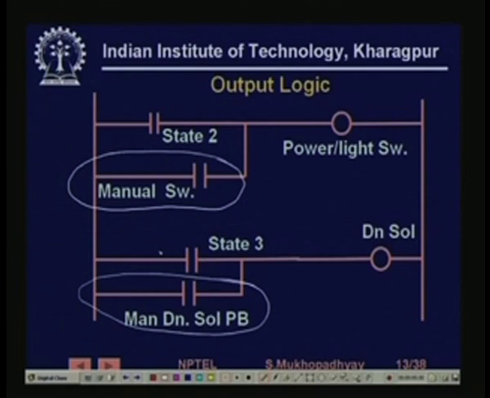So, the power light switch will be on, here we have put a manual switch. If the PLC is running, then if we press the manual switch, the power light switch may also be made on. Similarly, we can have a manual down push button. This is just to demonstrate that you can put additional logic to include manual operation of the system. Otherwise this program simply says that while you are in state 3, the down solenoid will have to be activated, very simple.